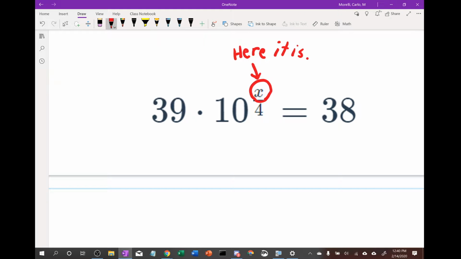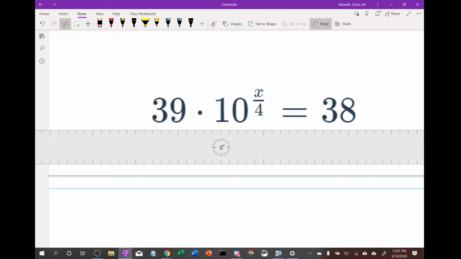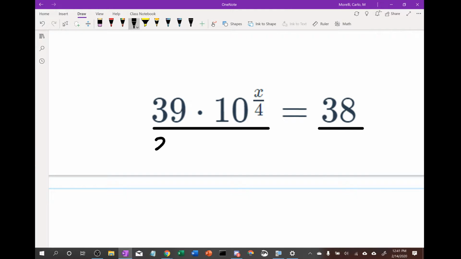So, in reverse order, what did I just say? Stop there. That is our first thing that we have to undo. So how do I undo that? Divide by what? Divide by 39, ladies and gentlemen.